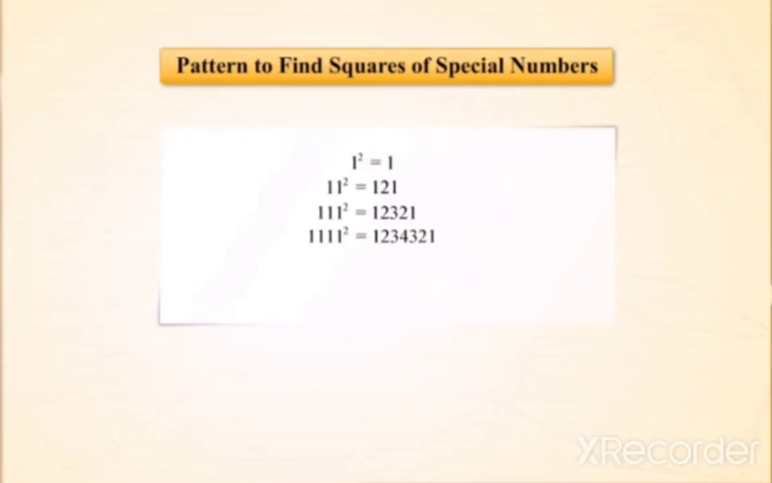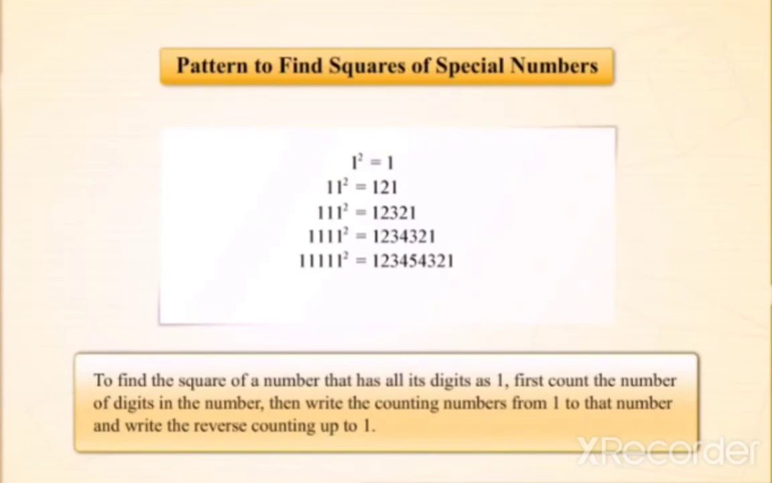You can write the square of 11,111 by writing numbers from 1 to 5 and then writing reverse counting from 4 to 1. Thus, you can easily find the square of a number with its digits as 1. First, count the number of digits in the number, then write the counting numbers from 1 to that number and write the reverse counting up to 1.